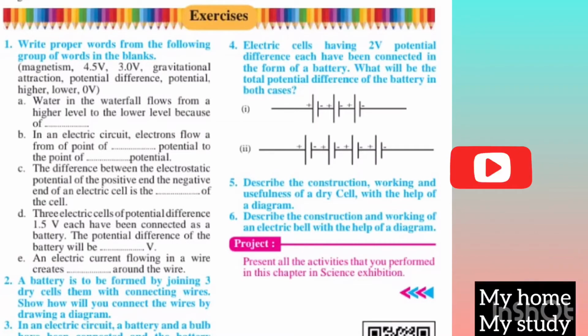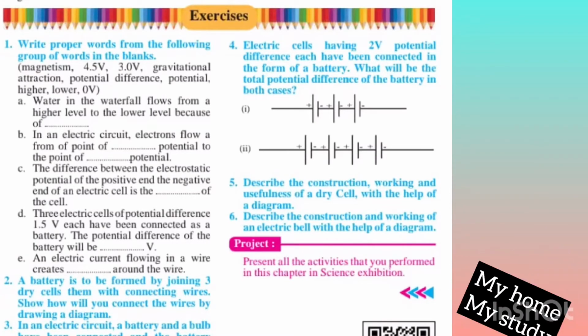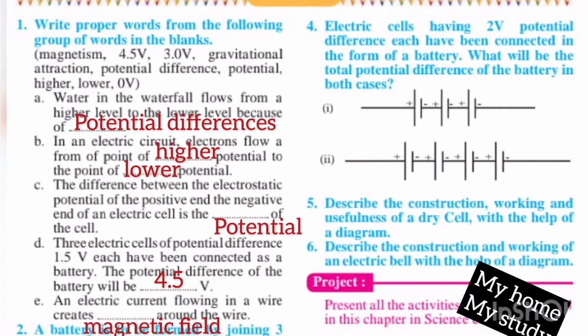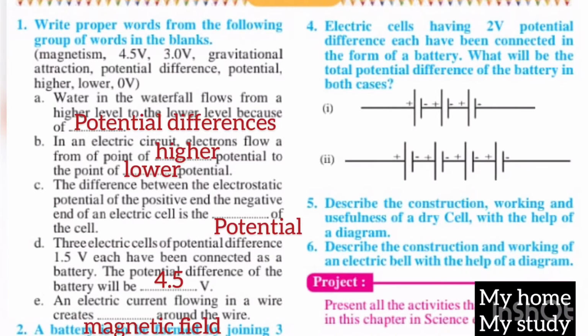So moving to the exercise, first question is write proper words from the following groups of words in the blanks. First one is water in the waterfall flows from higher level to the lower level because of potential differences. Second, in an electric circuit, electrons flow from a point of higher potential to the point of lower potential. Third one, the difference between the electrostatic potential of the positive and the negative end of an electric cell is the potential of the cell.